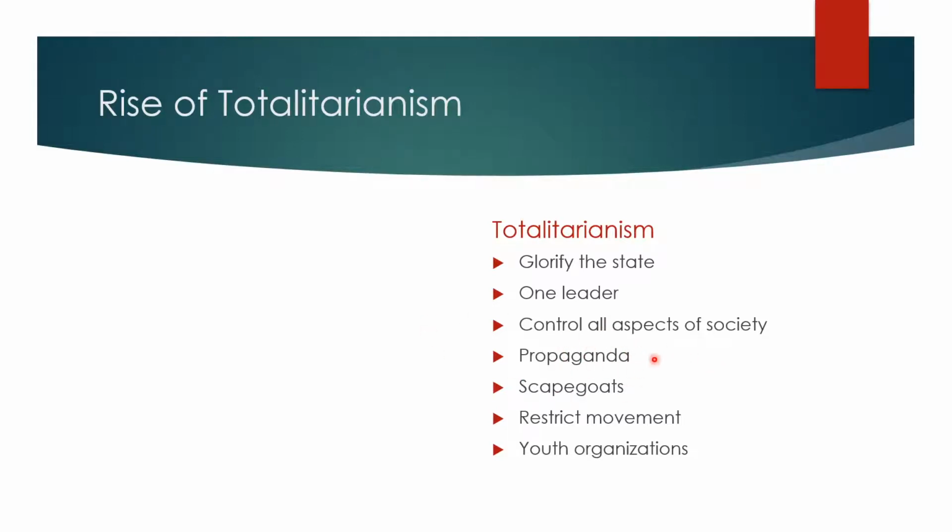They also use high amounts of propaganda to glorify their own nation and to put down other nations, and to put down any group of people that they view as causing their troubles, and those are what scapegoats are. Totalitarian governments also restrict movements, and throughout history they have formed youth organizations to help indoctrinate new members at a young age.